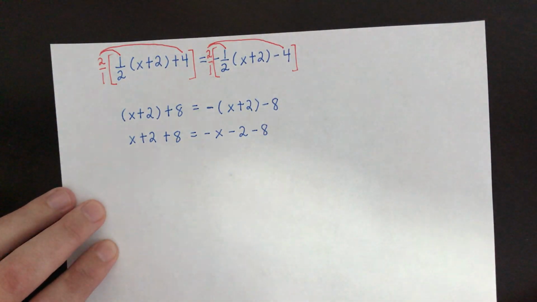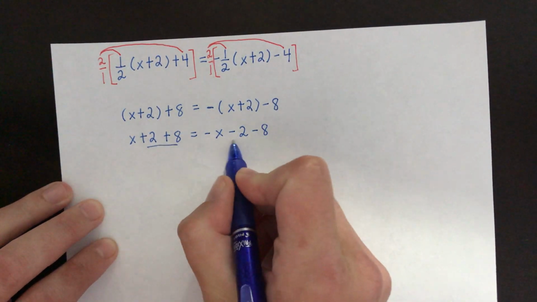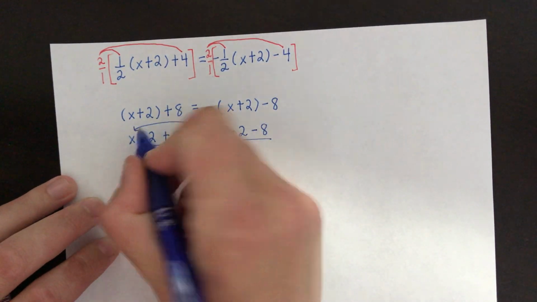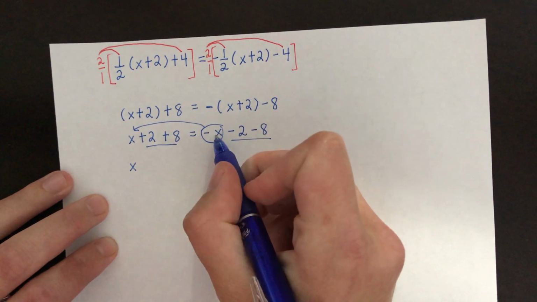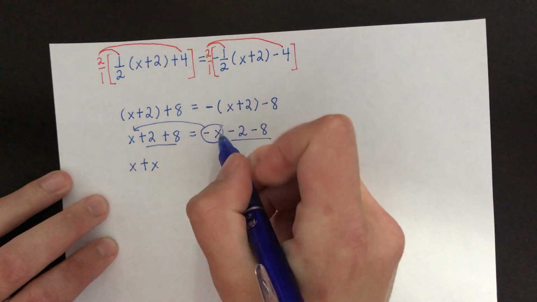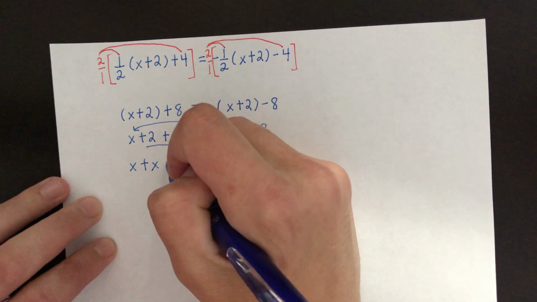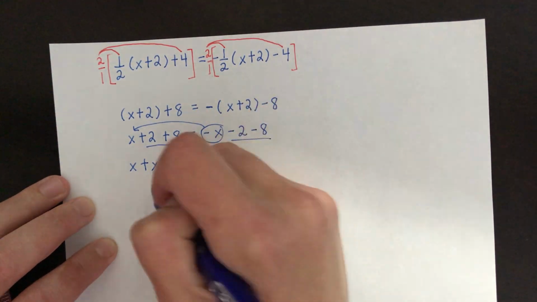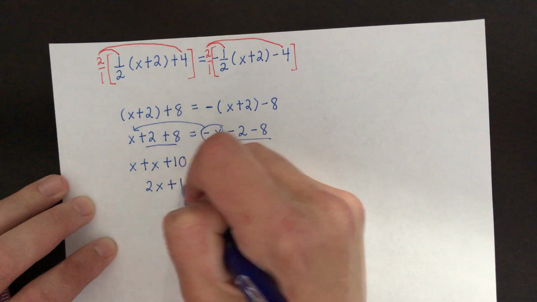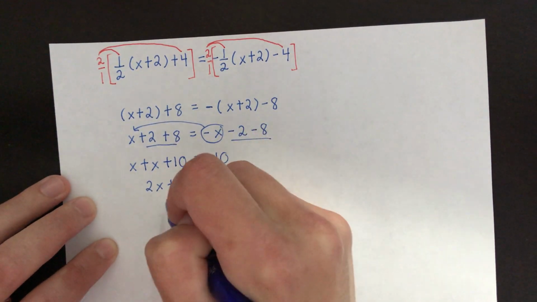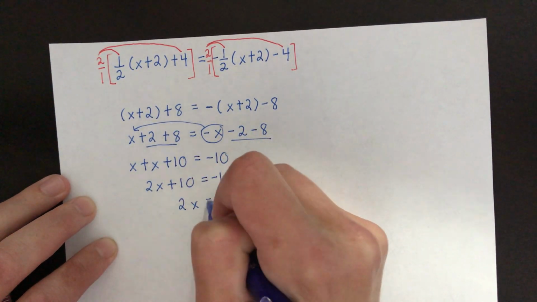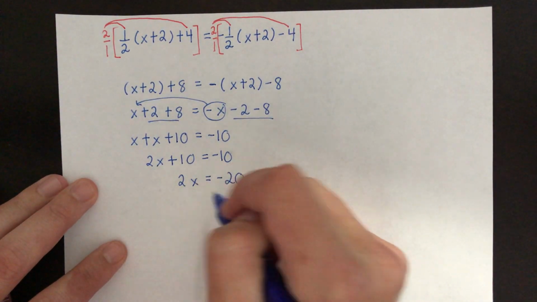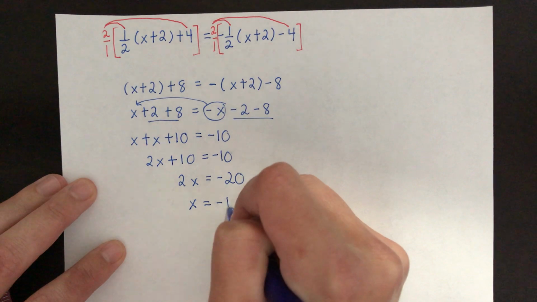And then let's go ahead and add these up, and let's move this to the other side here. So this will become x plus x, right? When that negative x moves over, it becomes plus x. And then plus 10 equals negative 10. So really 2x plus 10 equals negative 10. So 2x equals negative 20. Are you following me? Okay, so divide by 2, so x equals negative 10.